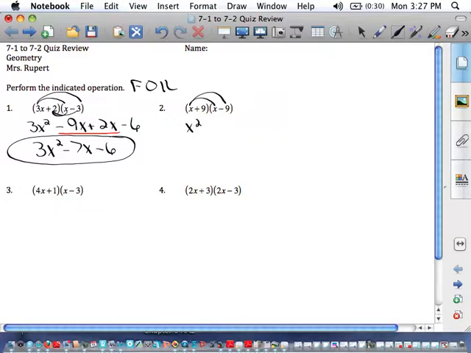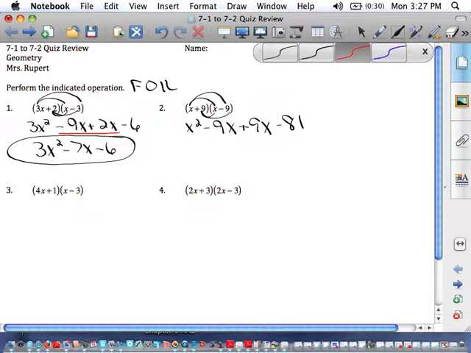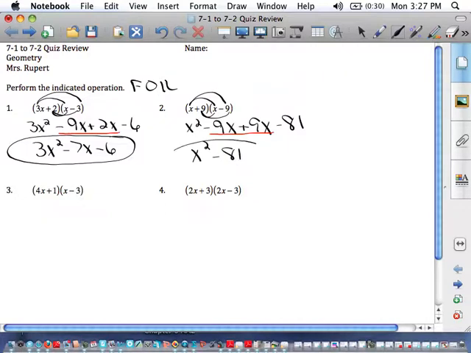X times negative 9 gives me minus 9x. 9 times x gives me plus 9x. 9 times negative 9 gives me minus 81. When I combine like terms here, those two center terms will cancel. I get x squared minus 81, and that's your answer. Number 3, first, 4x times x gives me 4x squared. 4x times negative 3 gives me minus 12x.